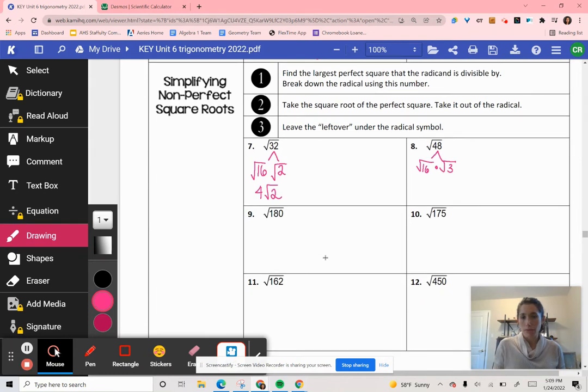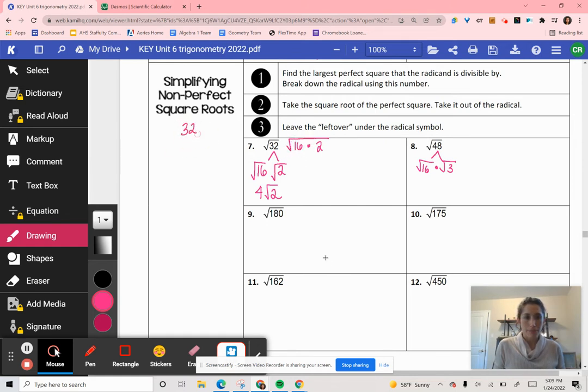180, well, I'm going to show you a strategy that will work to break this down. If I don't know what the biggest perfect square is, there's a method to finding it, and it's called finding the prime factors. Okay, so I'm just going to find the numbers that multiply to make 180. I'm going to write that in a string of numbers, like what I did here. I found out that the numbers that multiplied to make 32 were 16 and 2. 16 times 2 multiplies to 32.